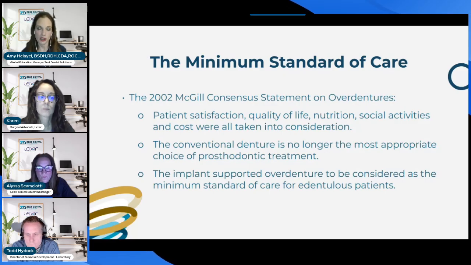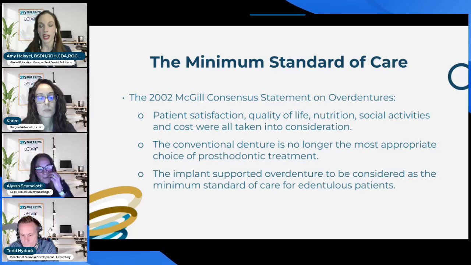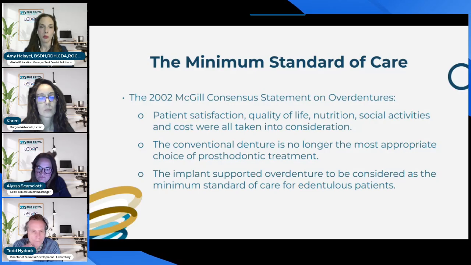Because when you've got patients in a traditional denture, we know they're not wearing it. We know that they're uncomfortable. We know they don't eat what they want to eat. We know they don't have the quality of life that we want our patients to have as clinicians. So that 2-implant or 4-implant overdenture is truly that standard of care. It provides a better outcome for your patients. It provides chewing function, better aesthetics, just that overall better quality that we want all of our patients to have.